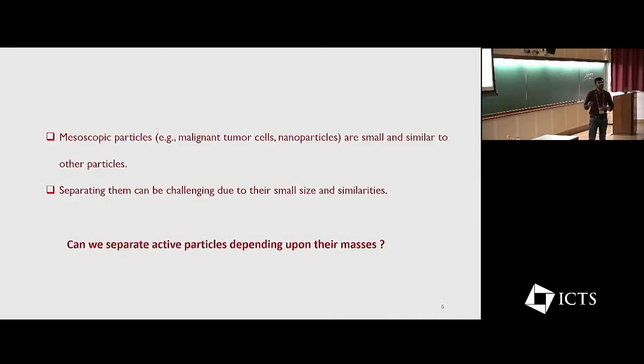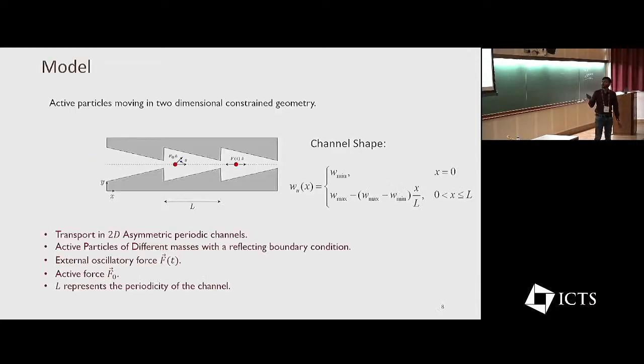Keeping this in mind, we can ask: can we use this type of structure to separate particles depending upon their mass? To model this system, consider the active Brownian particle shown as the red circle, moving in this confined geometry. It is a triangular asymmetric channel, whose half width is given by this. When the active particle moves towards the boundary, it gets reflected back within the channel, and a time-dependent periodic force acts on the particle. Because of that, the particle moves back and forth along the channel direction.